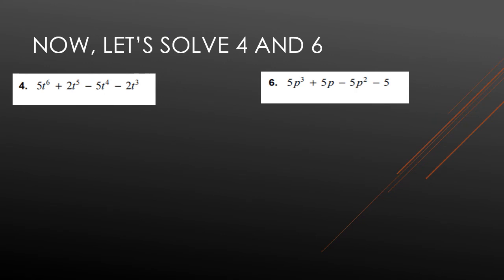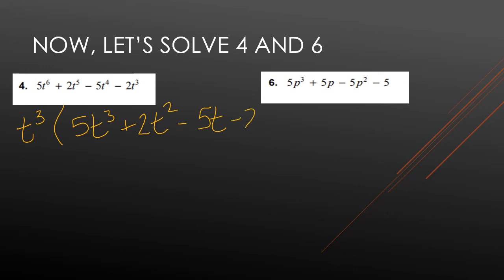these two questions. Remember, the first step in factoring is to always ask for a GCF. In number 4, we actually have a GCF. If you note, not in the 5s and the 2s, but in t to the third. So we have a GCF of t to the third. If I take that out of each term, I'm going to be left with 5t to the third plus 2t squared minus 5t and then minus 2. My first step to factoring is done, which is the GCF step.